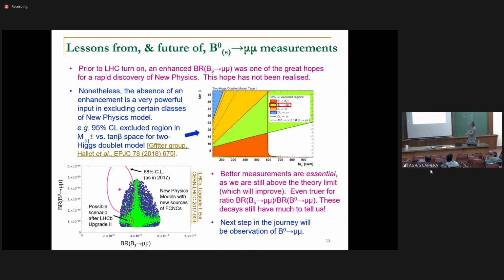So yes, this observation has excluded a swathe of supersymmetry space, but I'll remind you that the theory prediction is very clean, so you want to keep measuring until you reach that theory prediction at least. And also certainly see this other decay, so some new physics could enhance B0 to mu mu while not doing it for Bs to mu mu. And indeed the ratio of the branching fractions of Bs to mu mu and B0 to mu mu is a pretty observable. That's super clean. So you want to observe both of these and measure the ratio of these branching fractions as well as you can. So this is the next step in your journey.